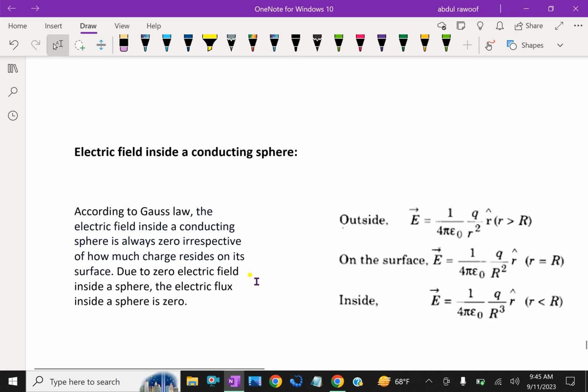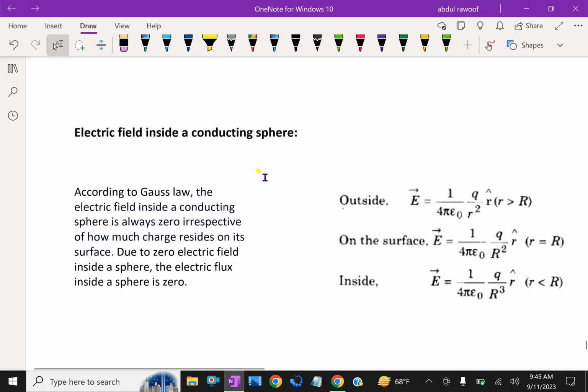Here, electric field inside a conducting sphere. According to Gauss law, the electric field inside a conducting sphere is always zero irrespective of how much charge resides on its surface. Due to zero electric field inside the sphere, the electric flux inside the sphere is zero. Here, the outside electric field E equals 1 by 4 pi epsilon 0 Q over r square when r is greater than the radius of the sphere, that is outside of the sphere.